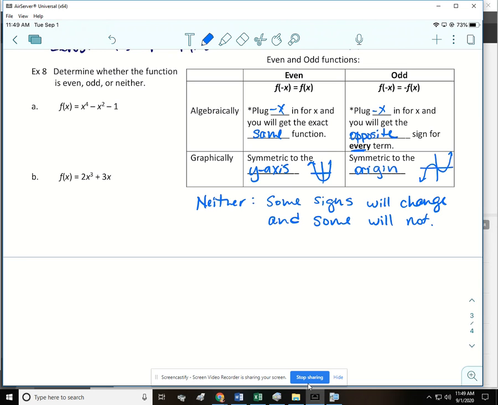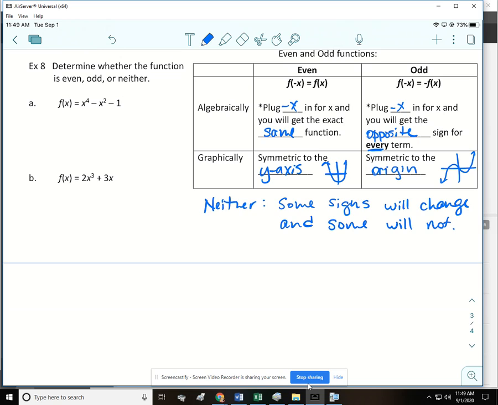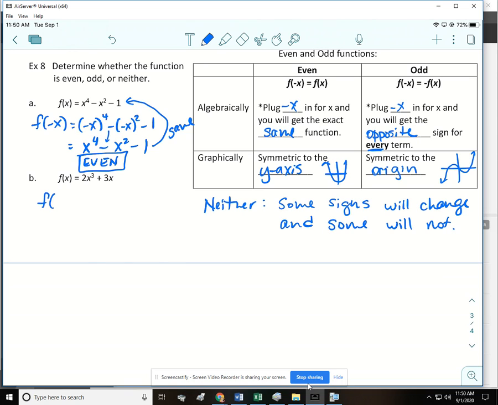All right, so let's do a couple of these. So when we're determining if a function is even, odd, or neither, we're going to find f of negative x, which means we just make all of the x's negative x's. All right, and then when you have a negative and you raise it to an even power, it becomes a positive. So negative x to the fourth is going to be positive x to the fourth, because a negative times a negative times a negative times a negative is a positive. All right, and then same thing on this one. The negative x to the second is the same as x to the second, so that sign just came down. So if you look at this compared to the original, it's the exact same function. That means this is an even function.